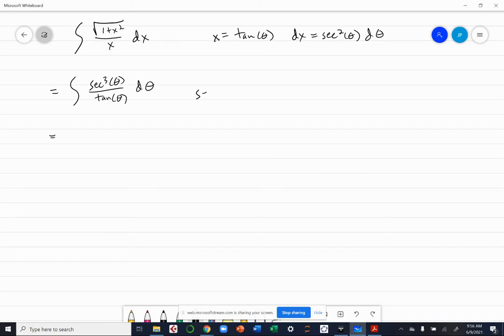So you're going to use the identity secant squared is 1 plus tan squared, so equals. And you're going to factor secant cubed into secant squared times secant. So I'm going to do that in one move. I'm going to write this as 1 plus tan squared times secant all over tan.